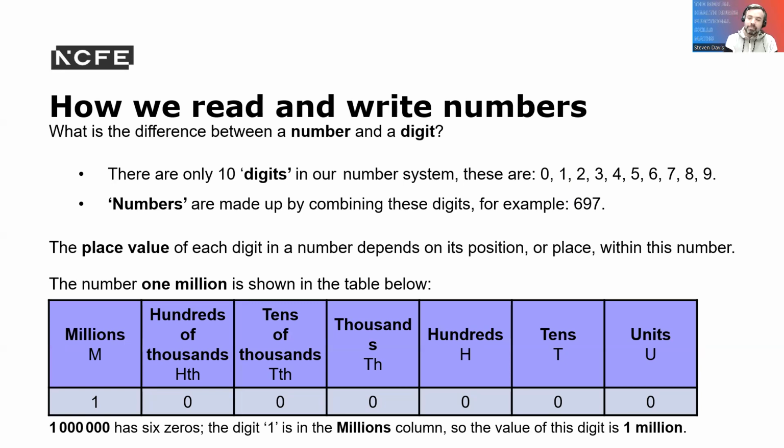The place value for each digit is a number depending on its position within the number. So the number 1 million is shown on the table below. We've got the millions, the hundreds of thousands, HTH, tens of thousands, TTH, thousands, TH, hundreds, H, tens, T, and units. And you might remember this from your application of numbers level 1. We normally do hundreds, tens, and units, or thousands, hundreds, tens, and units. So we're now going all the way up to a million. So a million has 6 zeros. The digit 1 is in the 1 million column, and the value of the digit is 1 million.